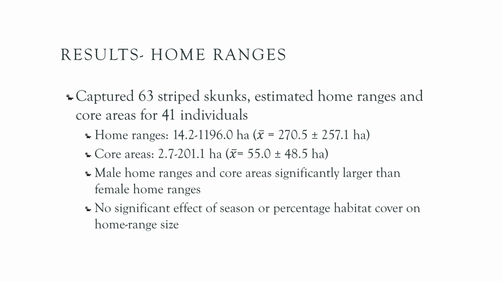Home ranges varied a lot. 14 hectares to 1,196 hectares is the range, but the average was about 270 hectares, which is 2.7 square kilometers. So that really is falling within that 1 to 3 square kilometer range that I was expecting. Core areas were smaller, 2.7 to 201 hectares with an average of about 55 hectares. Male home ranges and core areas were significantly larger than female home ranges as expected, but there was no significant effect detected of season or of percentage of habitat cover on home range sizes.